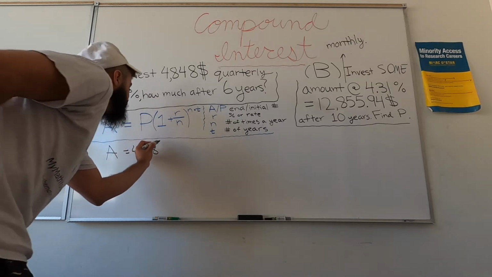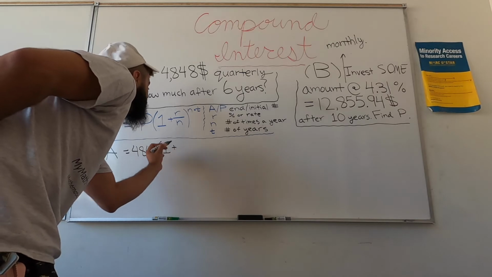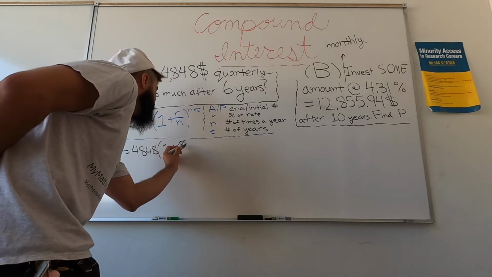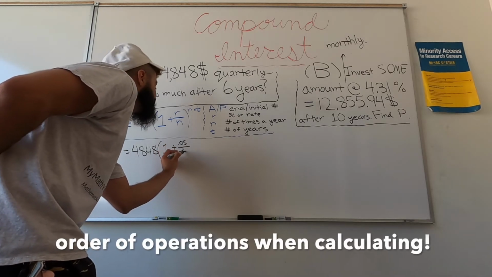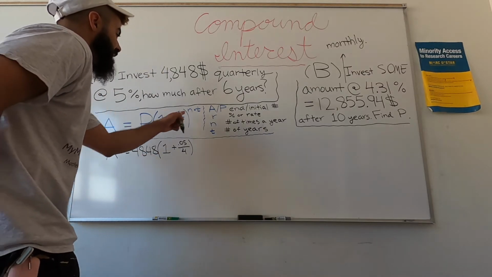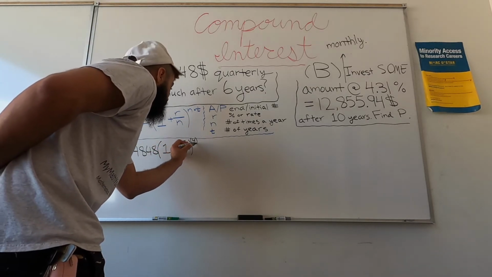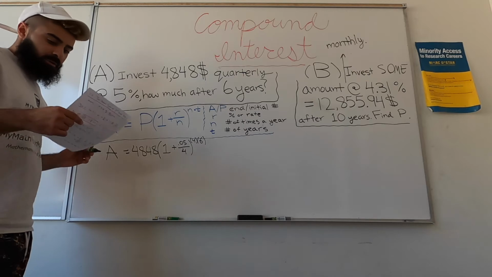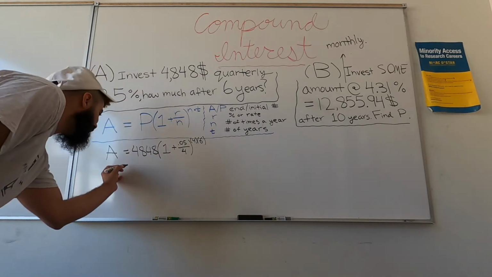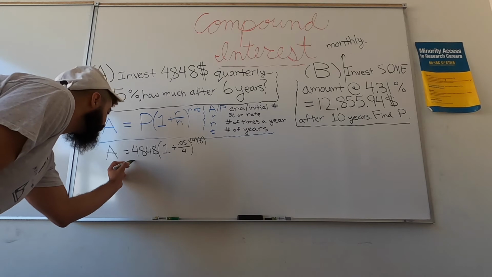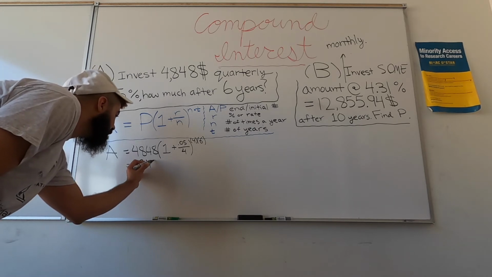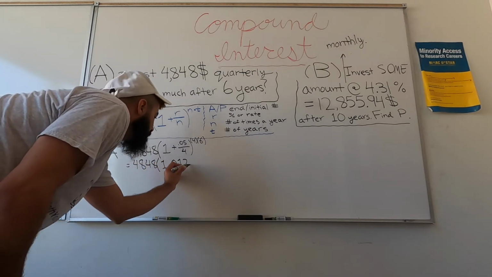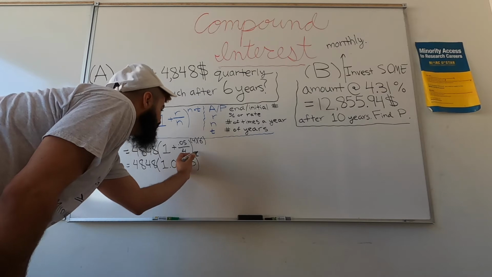4,848. Inside the parentheses is 1 plus R, which is 0.05, divided by 4, because we did quarterly, so that's 4 times per year. All of this is raised to the N times T. And how many years? 6 years. So T is the number of years. Okie dokie. Now, the inside becomes 1.0125, and it's raised to the 24th power.